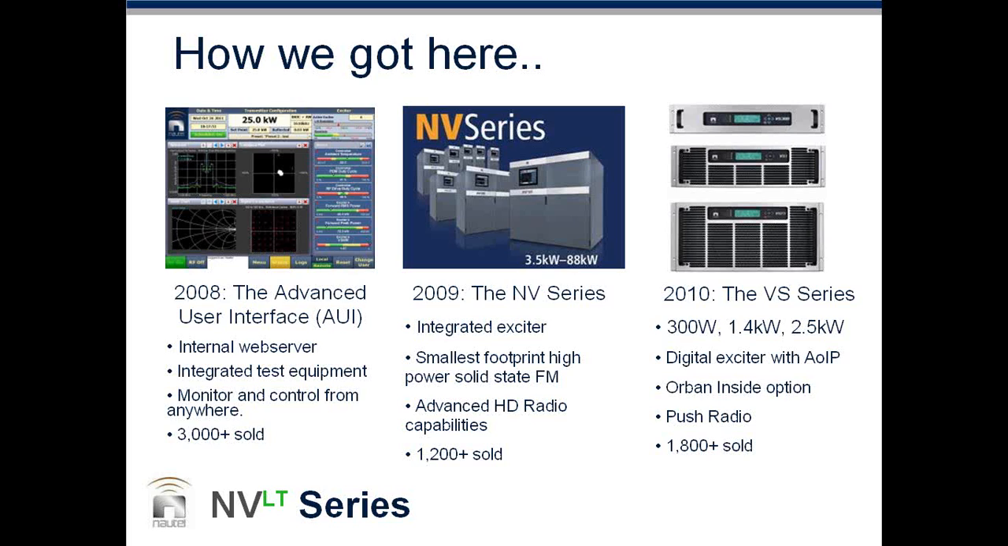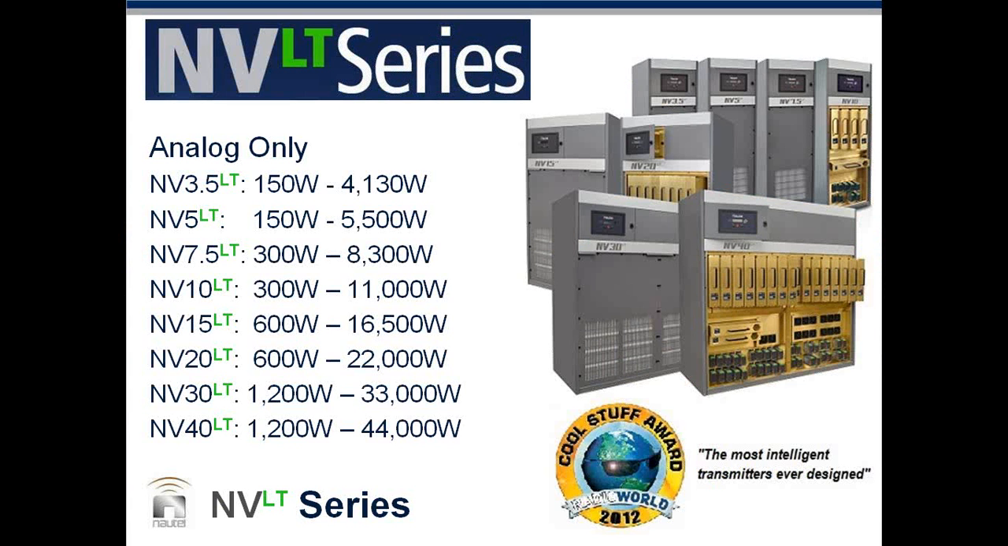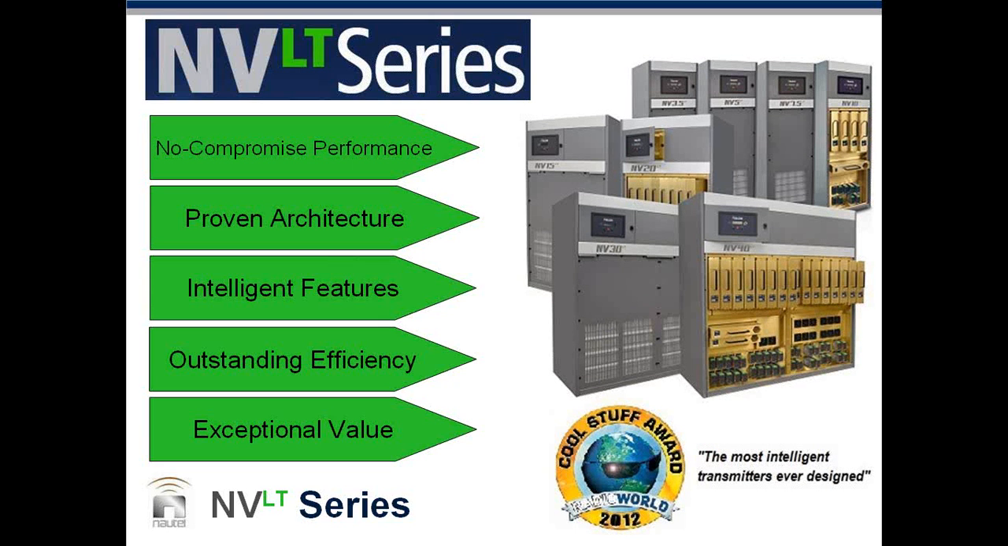And then the other part that really is a part of the MVlt series is the VS series, our revolutionary low-power FM transmitters that included audio over IP, the Orbit inside option, push radio, and over 1,800 of those have already been sold, which is pretty cool. So let's talk about the MVlt series that we've now introduced and brought out so that it can deal with up to 44 kilowatts of power. These are the power levels of all the models, all 8 models we now have available. And we can go right up to 44 kilowatts, and the MVlt series can do down to 150 watts.